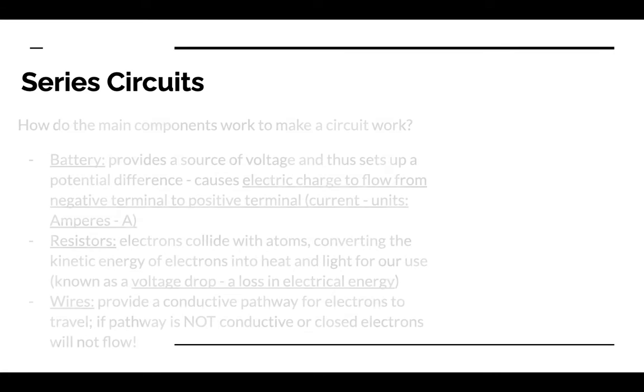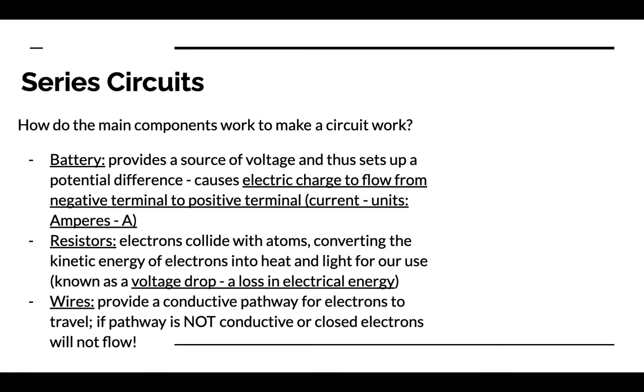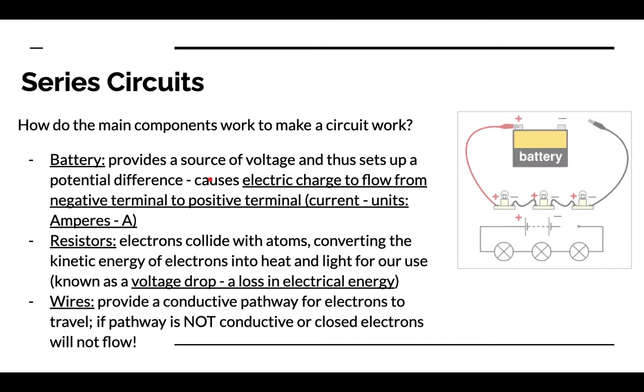So, series circuits. How do the main components work to make a circuit work? The battery provides a source of voltage and thus sets up a potential difference. It causes an electric charge. As a result of this potential difference, electric charge can flow from the negative terminal to the positive terminal.